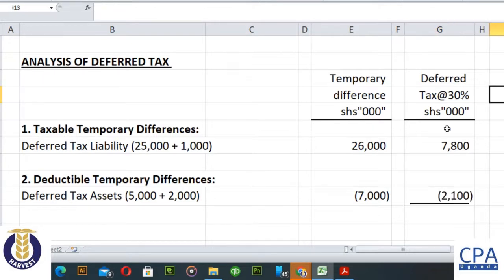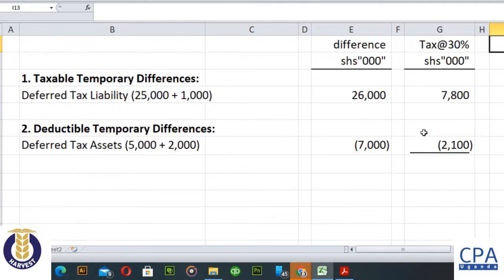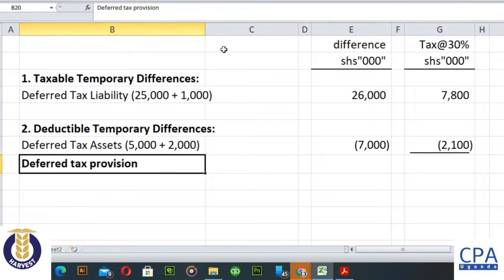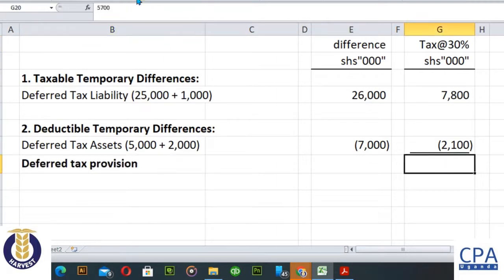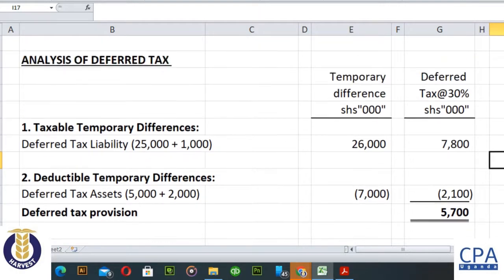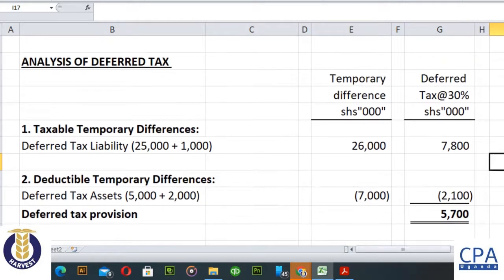So we are going to offset the deferred tax liability vis-a-vis the deferred tax asset, and you find that our deferred tax provision comes to 5.7 million. So it means that in this financial year, Brother Limited has to make a deferred tax provision of 5.7 million.